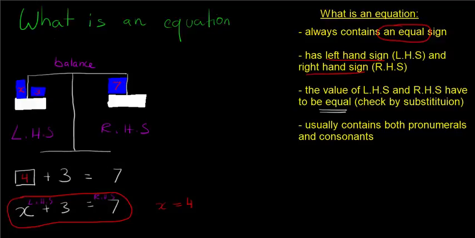Now also again, they usually contain both pronumerals and constants. So remember, pronumerals were the unknown, so the x here for example, and the constants were just any number, so the plus 3 or the 7. But we'll discuss this more in detail, but this is what you need to get out of it. You need to know an equation always has an equal sign. It divides it into left-hand and right-hand side. We also need to know that the value of the left-hand side and right-hand side have to be equal, right? So equations are always equal on both sides, and they usually contain pronumerals and constants.